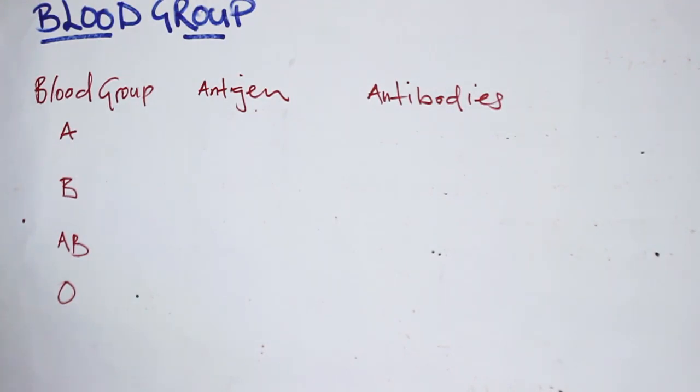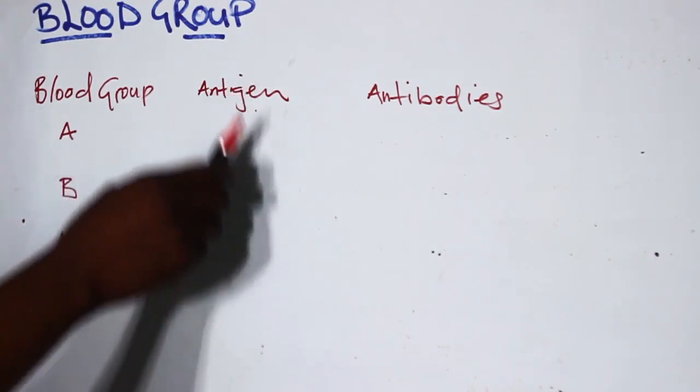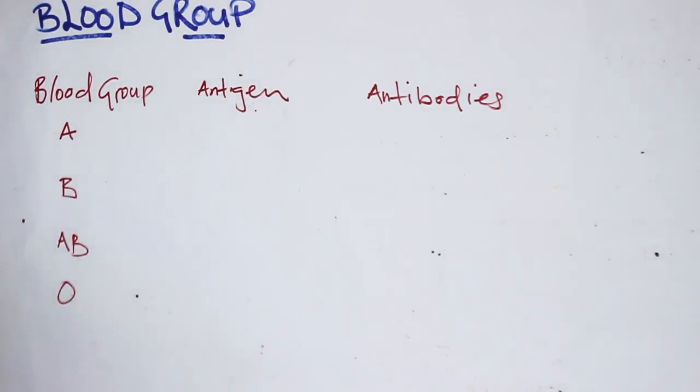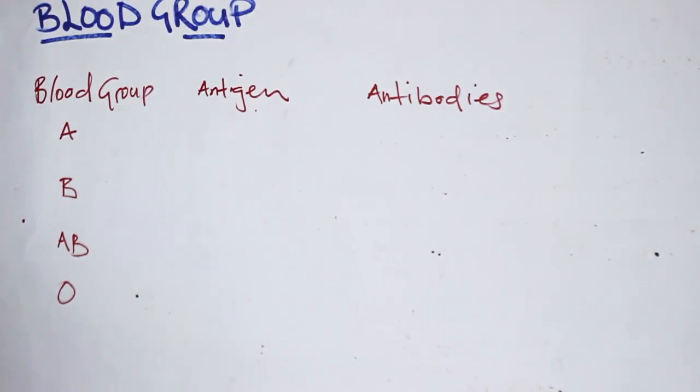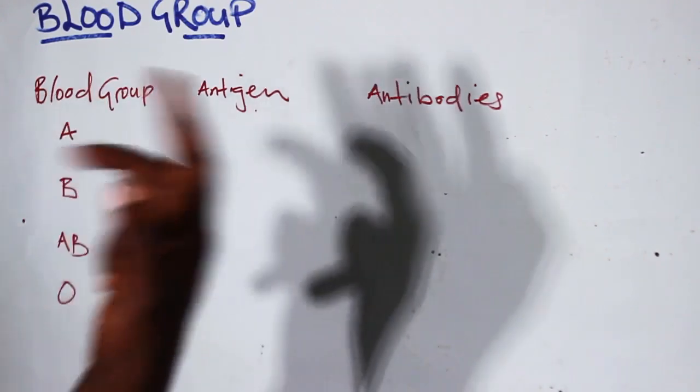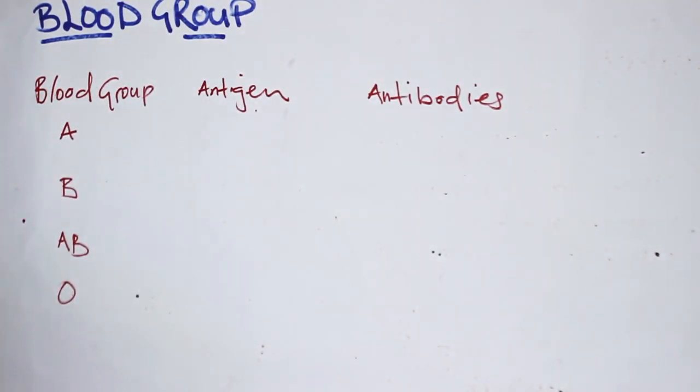So this is what happens. These antigens are found on the red blood cell. And these antibodies are in the serum. Now, you might recall that we had an assignment that told you to differentiate between plasma, serum, and lymph. So I hope by now you know what the serum is.